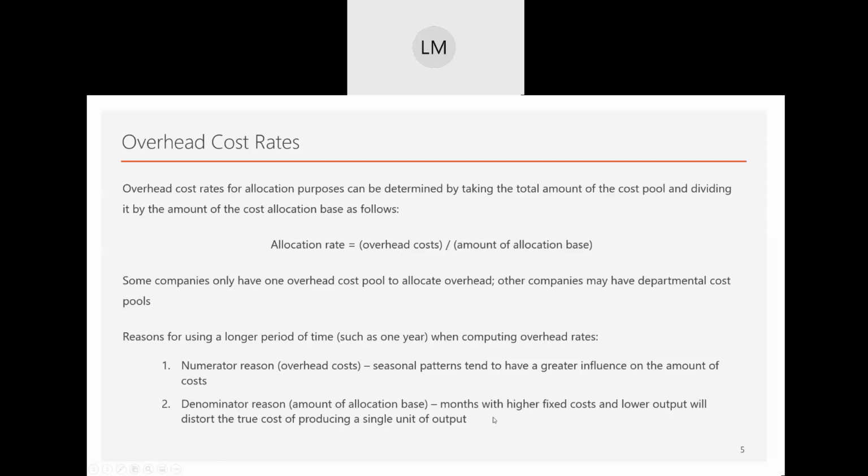So if we take our estimated overhead costs and we're looking out for the next year, not just for the next month or next quarter, we do an allocation rate that's based on the next year. Then what happens is we're smoothing out all those seasonal patterns, and we're smoothing out all those months with higher fixed costs and lower output. So we get the true cost over a full year. We get a better sense of the cost of making a unit of output.